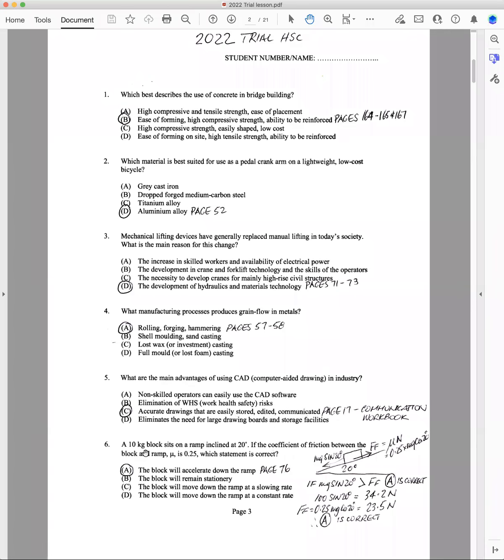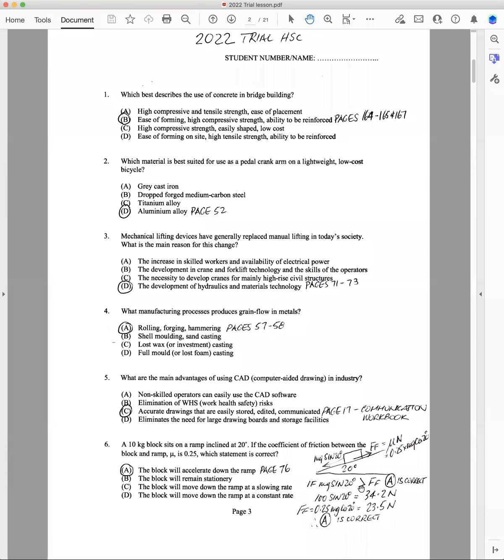So question 6, a 10-kilogram block sits on a ramp inclined at 20 degrees. If the coefficient of friction between the block and the ramp, mu, is 0.25, which statement is correct? The way that you do this is that you've got your block on the ramp, and the weight force down the plane is mg sine theta. That's dragging the block down or tending to get the block moving down the plane. And the force of friction is acting upwards because the tendency for motion is down the plane, and that equals mu N. And N is the normal to the plane. The force down the plane is mg sine theta. The normal is always mg cos theta.